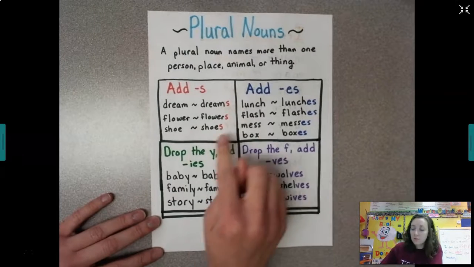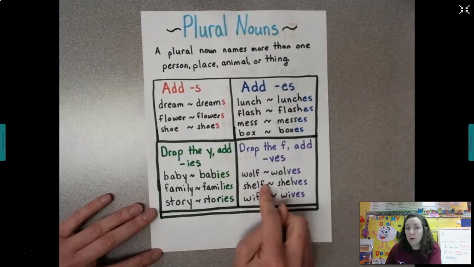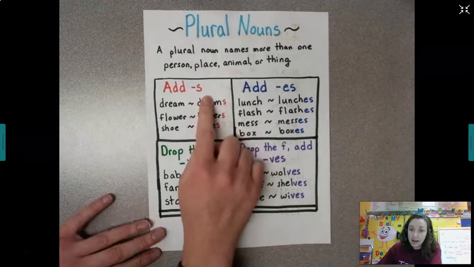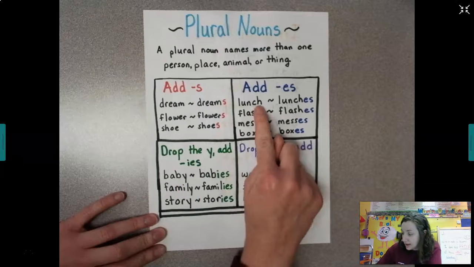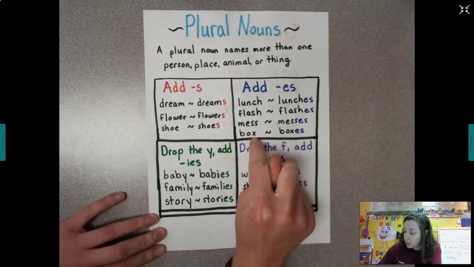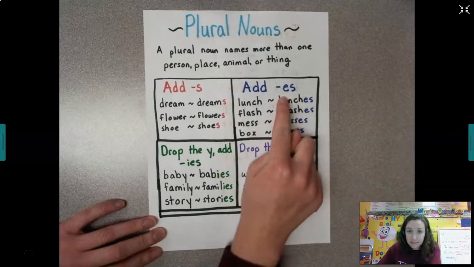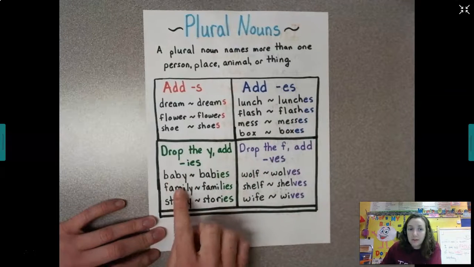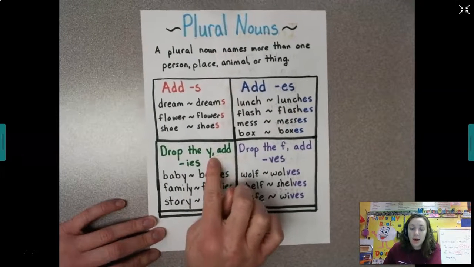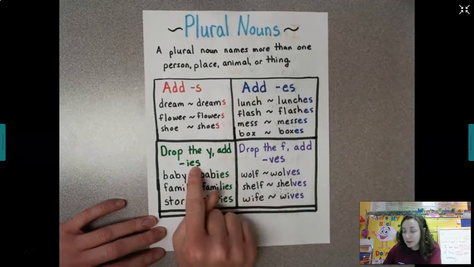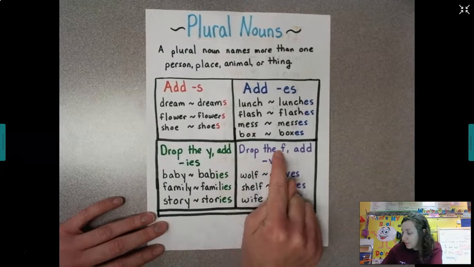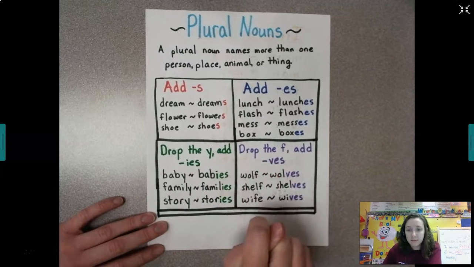Okay, so these are the four main rules when you're working with plural nouns: you're going to either just add an S to it. If it has the CH, SH, S, or X, you're going to add an ES. If it ends in Y, you're going to drop the Y and add IES. And if it has an F, you're going to drop the F and add VES.